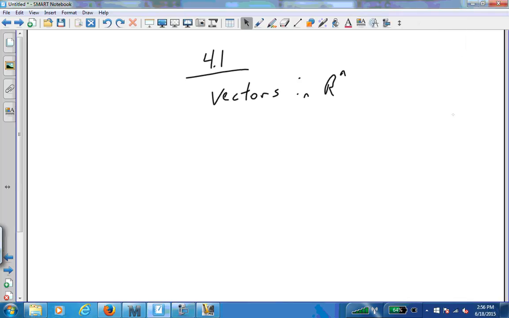So moving to chapter 4, we start looking at vectors. And most of us, I'm sure, have dealt with vectors before. And the vectors that we've dealt with have been two-dimensional vectors and three-dimensional vectors. And remember what vectors are from a geometric standpoint, used in physics, engineering. A vector is basically a directed line segment.